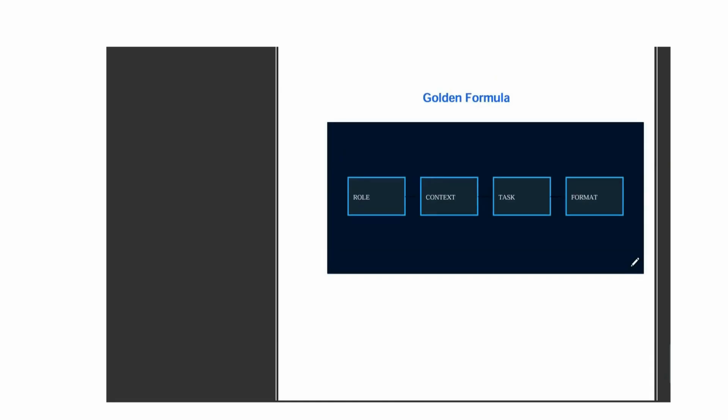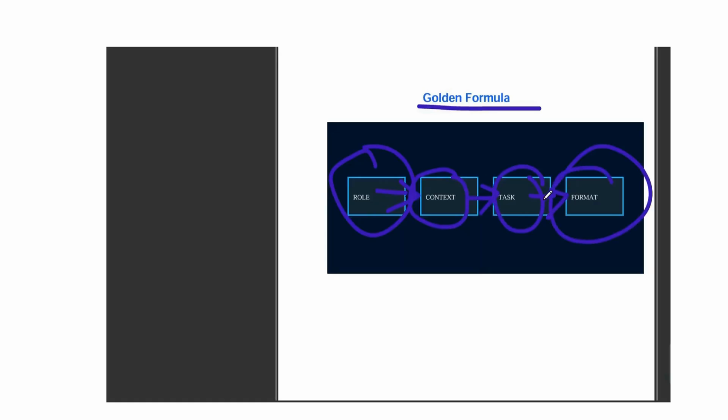So, before ending this video, let me give you one simple golden formula that you can remember. That is role, context, task, and then the output format. This is the best formula you can remember for prompt engineering. Very useful.